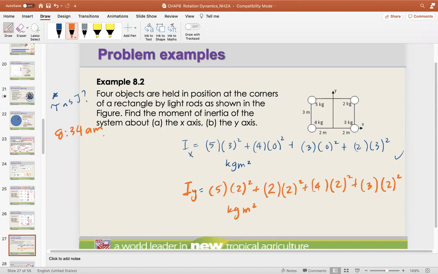Dr. Nat, for IX, do we have to show the 4 times 0 squared and 3 times 0 squared? No, you don't have to. You can just not write it down. Boleh tak tulis.